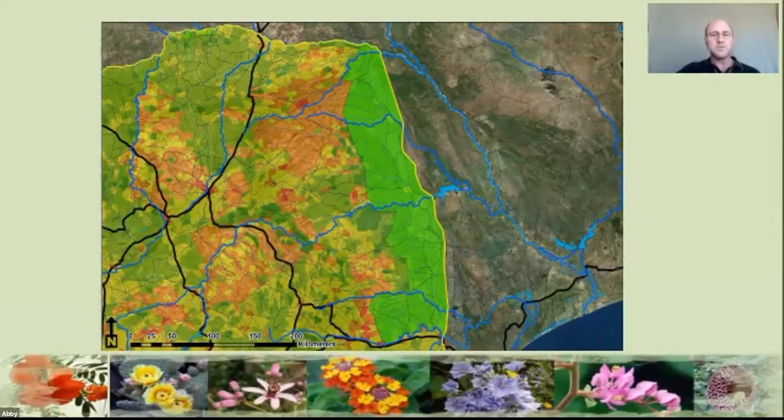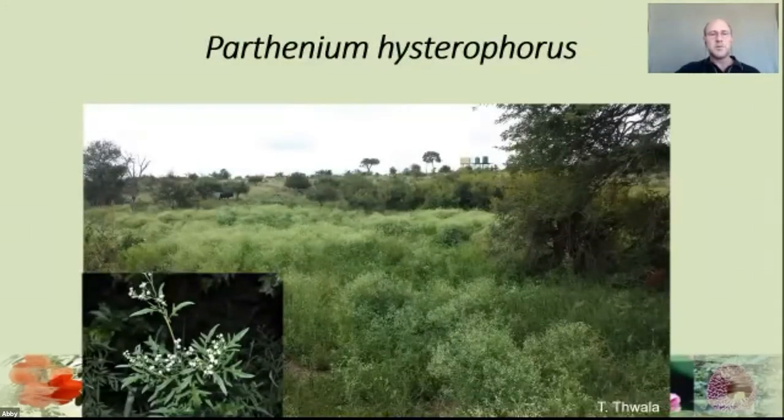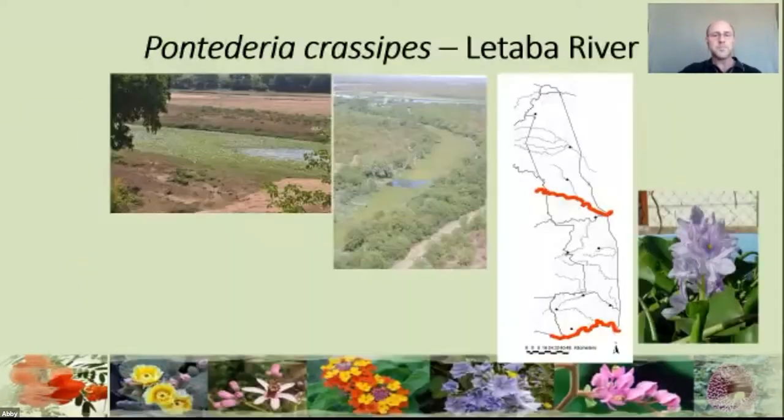We also have a large road network that has the potential for introducing species and spreading them, such as Parthenium. So Parthenium's been in the park for a number of years, and we've spent several million rand trying to combat the plant using chemical control. And in the last few years have been releasing biological control at this site down near Crocodile Bridge in the southeast of the park.